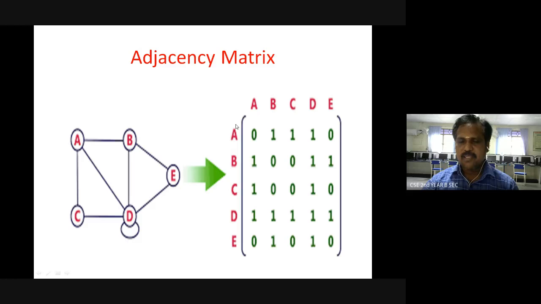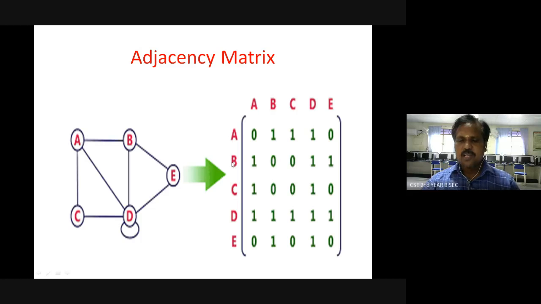We are comparing with the node A, and we put 1s and 0s. If there is an edge between two vertices, then we put 1. Otherwise, we put 0. This is considered a direct edge. If there is an edge, that is called a direct edge, then we can put 1.